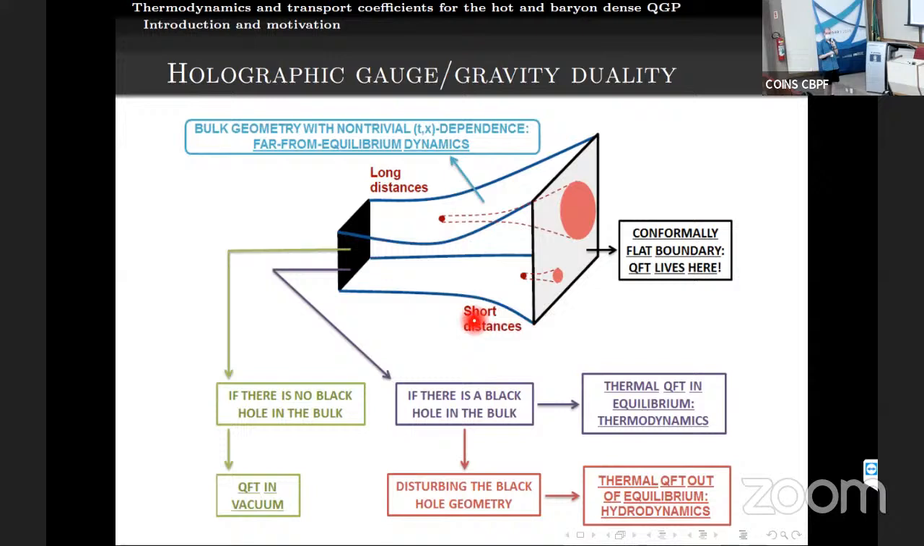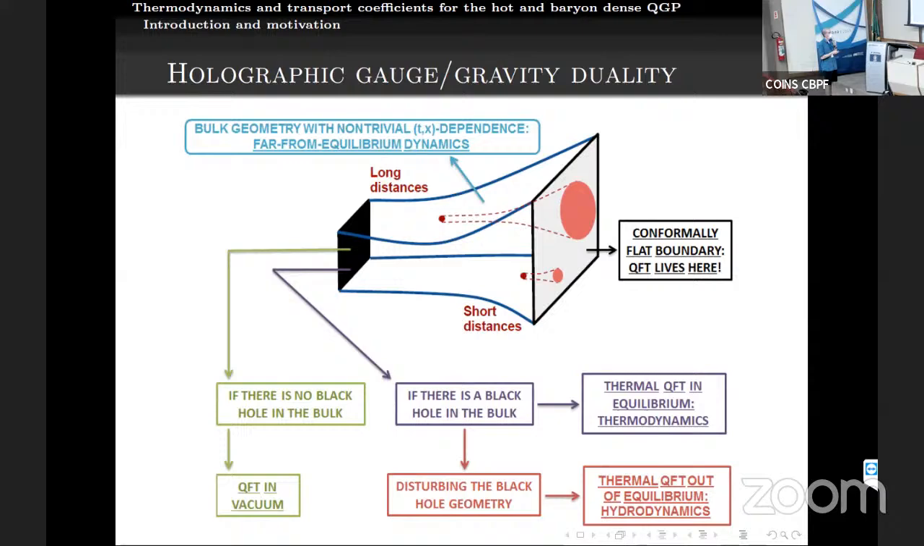But now if I allow that all my fields here also depend on the dimensions parallel to the boundary, for instance, if we have non-trivial dependence on time and the space dimensions parallel to the boundary, then I can study the far from equilibrium dynamics of this system, okay? Then in this case, I need to use the tools of numerical general relativity, and I need to consider a system of coupled partial differential equations, okay? Here I will just describe the thermodynamics and the hydrodynamics of the quark gluon plasma, and not the far from equilibrium dynamics, which is much more difficult, okay?